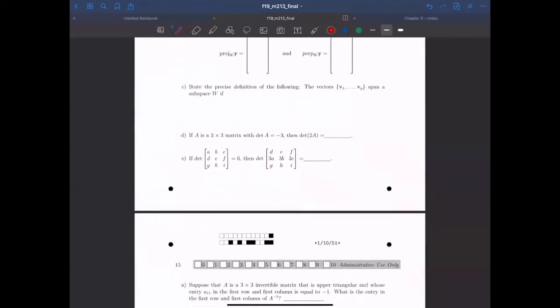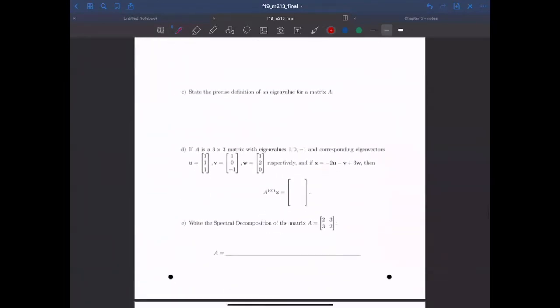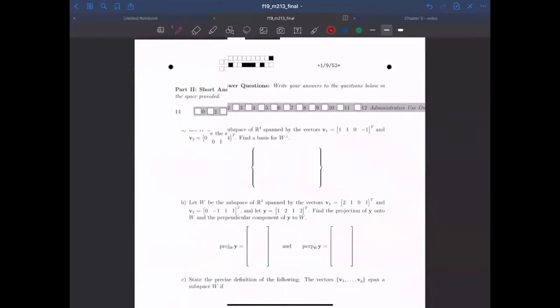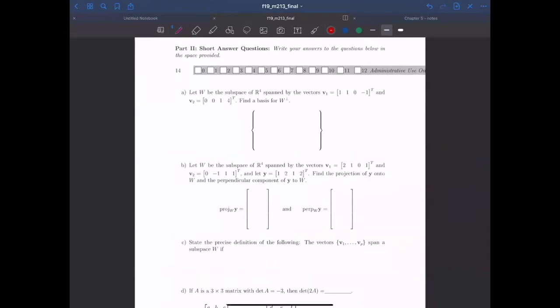All right. So here are some short answer questions. Some of them are just straightforward computational, but some of them will be a little bit more conceptual. In the first one, we're given a subspace of R4, and it's spanned by these two vectors, V1 and V2. So W is spanned by these two vectors, and we want to find a basis for W perp.